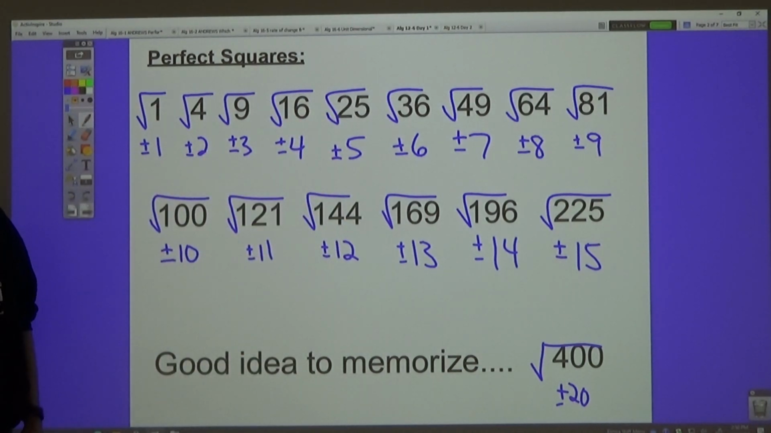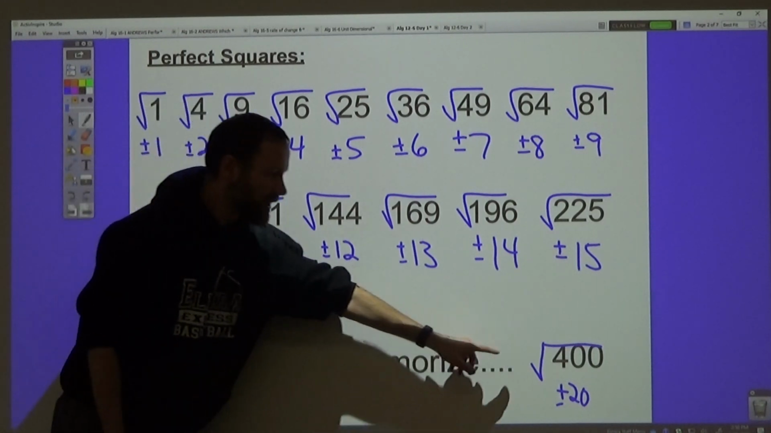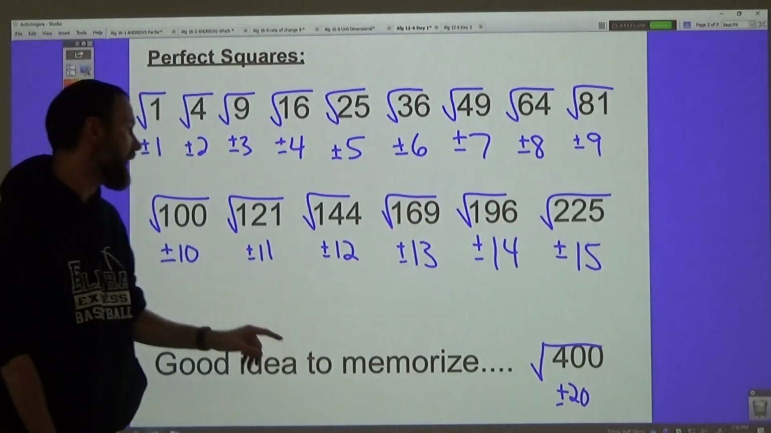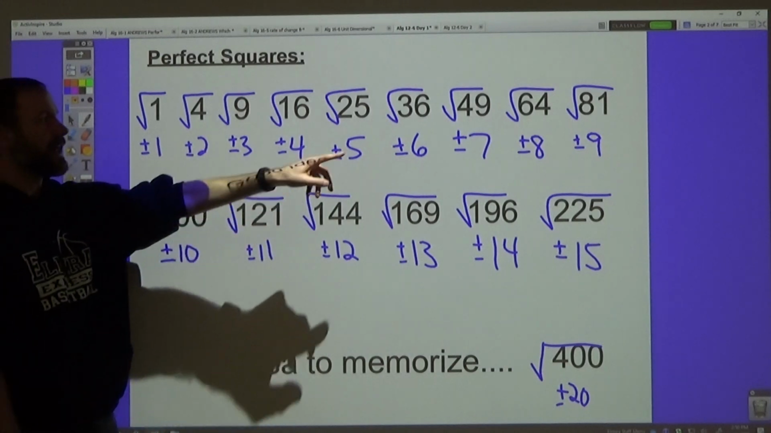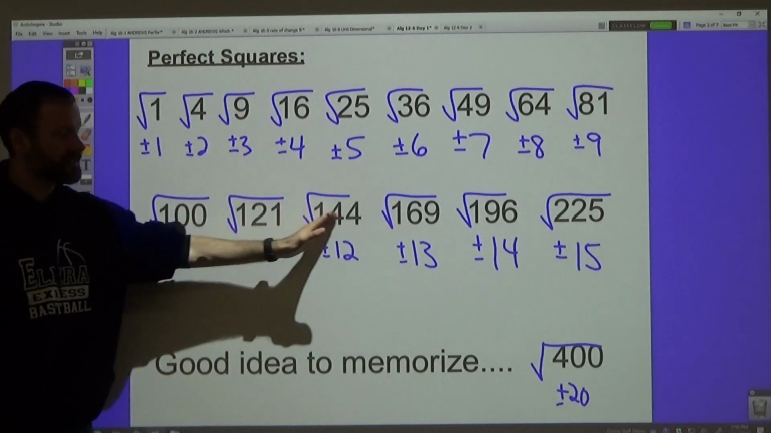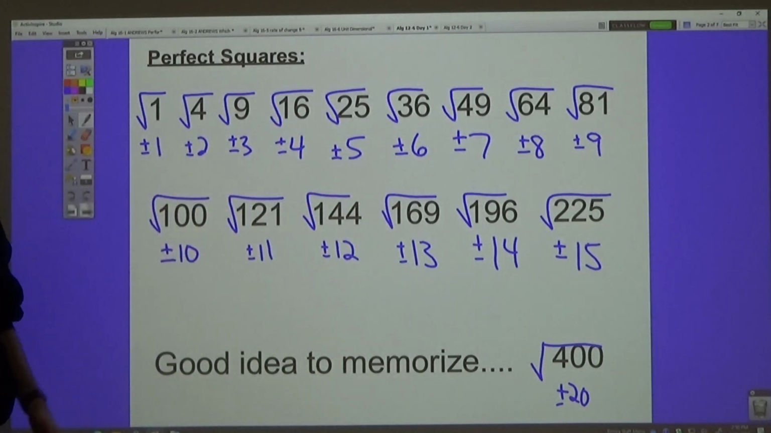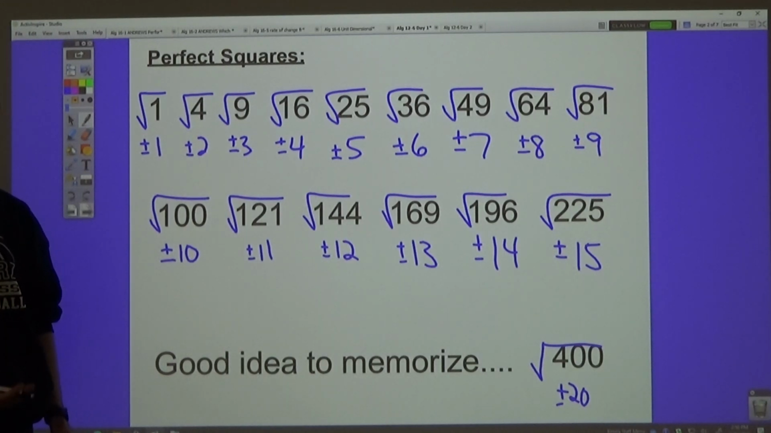These are all very good ones to memorize, especially 400 and 225. They use 100s a lot, and all these little ones. These ones, not so much, but these little ones are very, very important to memorize. Square rooting is the opposite of squaring a number.